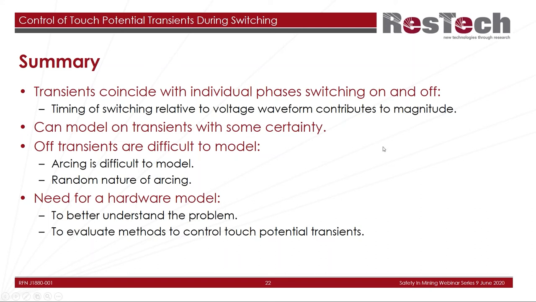It seems to be relatively easy to model on transients, more difficult to model off transients, mainly due to the arcing and also the random nature of arcing as well. Also, in some cases, you can have contact bounce as well. And in fact, the one for the cable sheet did show some evidence of contact bounce, even for an on transient.